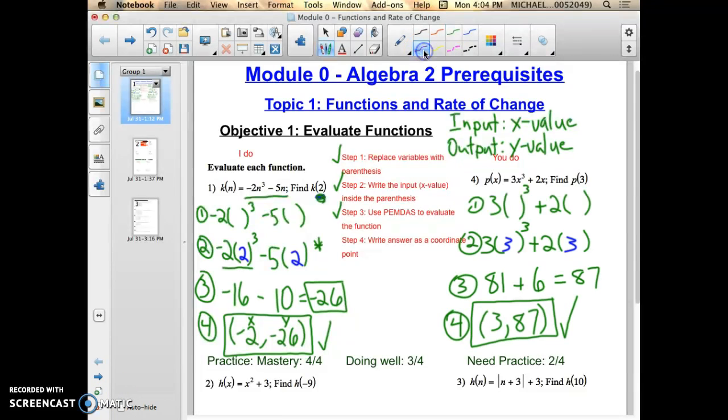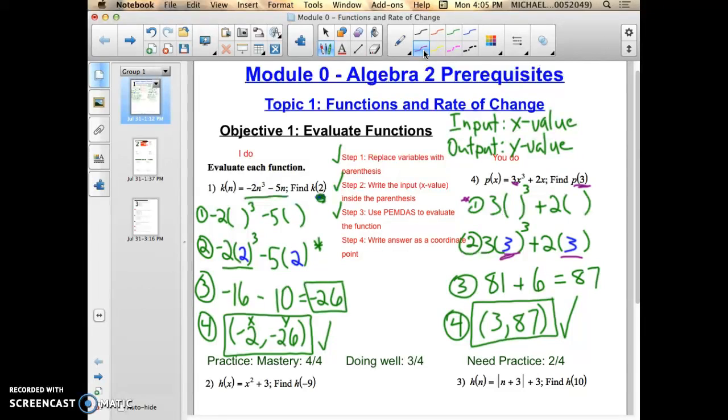At this point, you should have paused the video and tried number 4 on your own. I have listed out steps 1 through 4 of how I would have solved the problem, so please check your work against mine. If you did not get (3, 87) as your answer, please raise your hand so we can go over your work. But as you see, I've listed out the steps. The first step was to replace the x variable with my parentheses, which I did right here. Then inside the parentheses in step 2, I've put the input that they want me to evaluate, which is 3. So any place I saw an x, I had to write 3 inside of a parentheses instead.